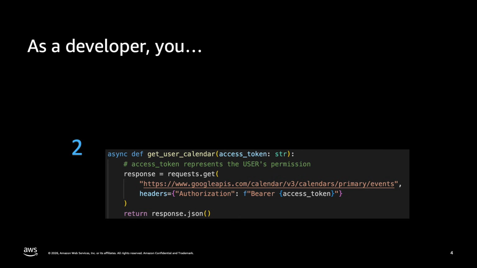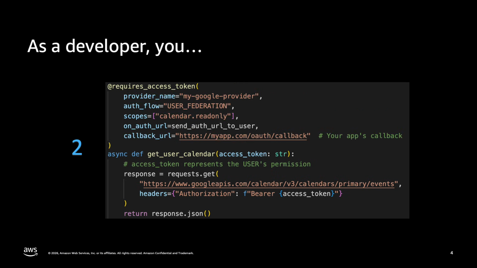Next, write your agent code. Look at get_user_calendar. It's just a simple function that calls the Google Calendar API with an access token. That's all your code needs to do. The requires_access_token decorator handles everything else. It tells AgentCore, use this provider, request these scopes, and when the user needs to grant consent, call this function to send them the authorization URL. Before your function runs, AgentCore gets the user's consent, exchanges a code for a token, and injects it into the access token parameter. Your agent gets a valid token without writing any OAuth logic.